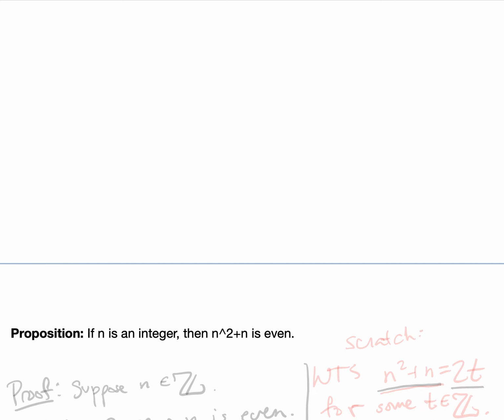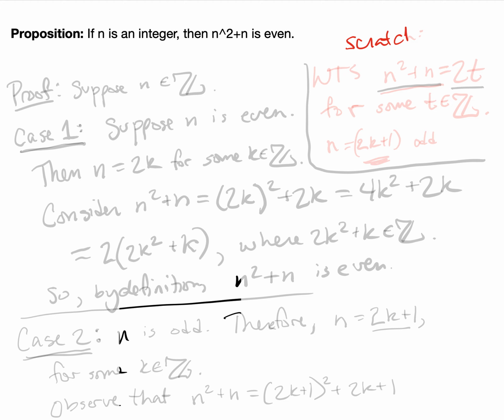So let's do some scratch work over on the side to start off. We want to show that n squared plus n is even. If we want to show that n squared plus n is even, by definition, we want to show that n squared plus n is equal to 2 times t for some integer t. So for some t in the integers. That's our goal.